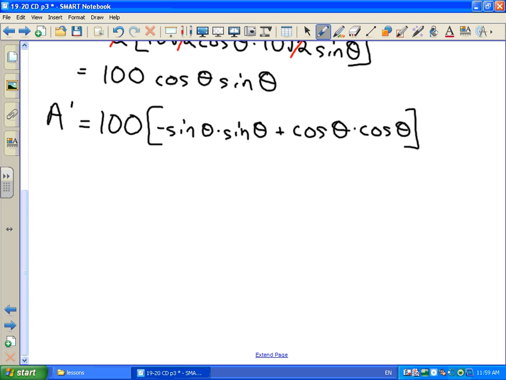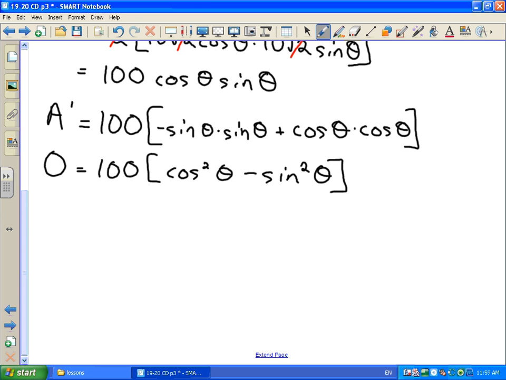So 100 times cosine gives us cos squared theta, and sine times sine gives us minus sine squared theta. And we want to set this equal to 0.